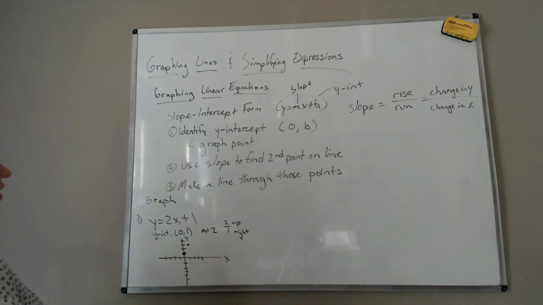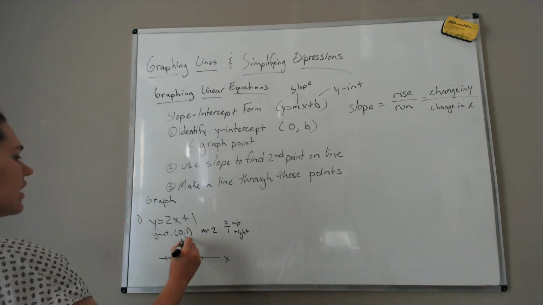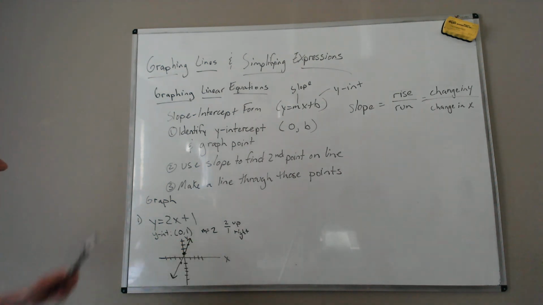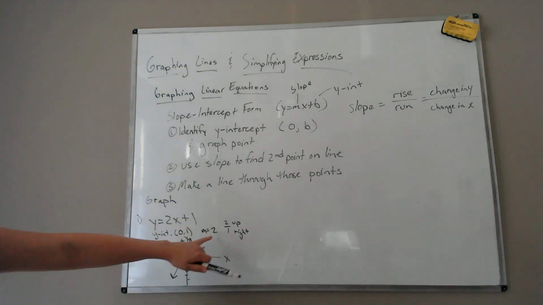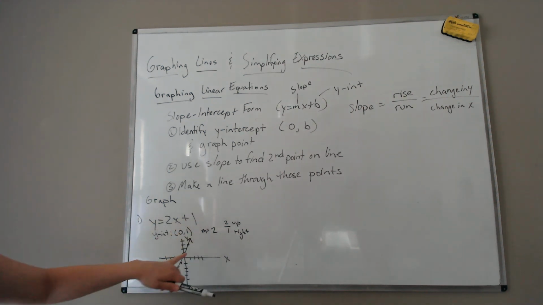And if I wanted to plot another point, I could go up 2 more and right 1. Or I could go down 2 and left 1. That's the same. And then put a line through the points. There's our line. Notice the slope is positive. That's why as x is increasing, y is increasing.